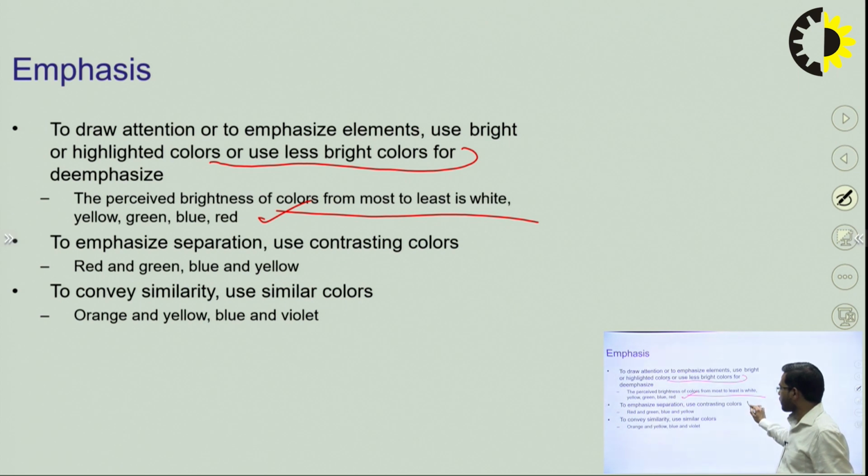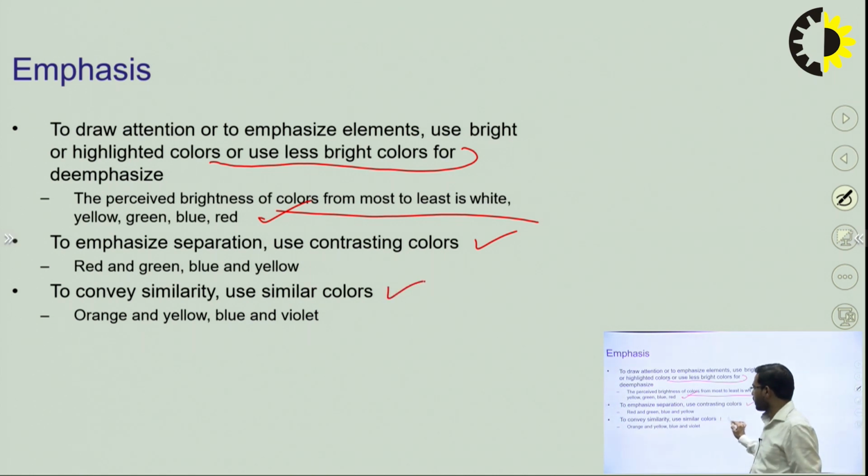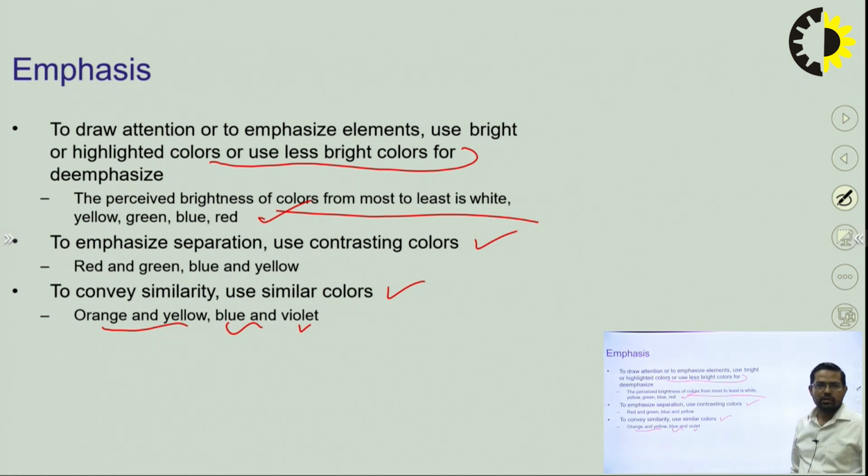To emphasize separation, use contrasting colors, just like red, green, blue and yellow. To convey similarity, use similar colors. Orange and yellow are similar, as are blue and violet. These are some similar colors.